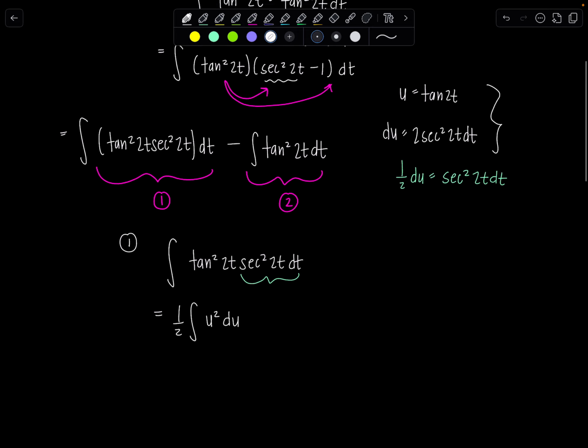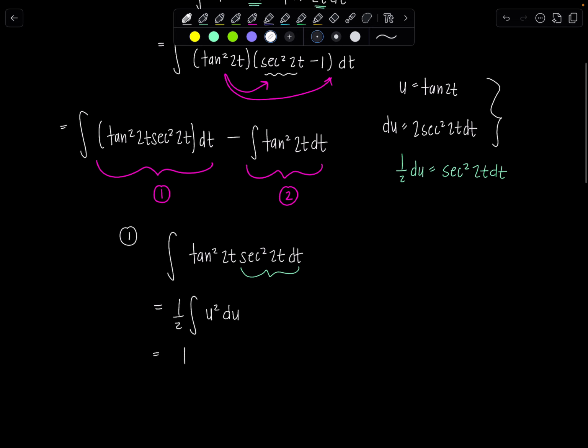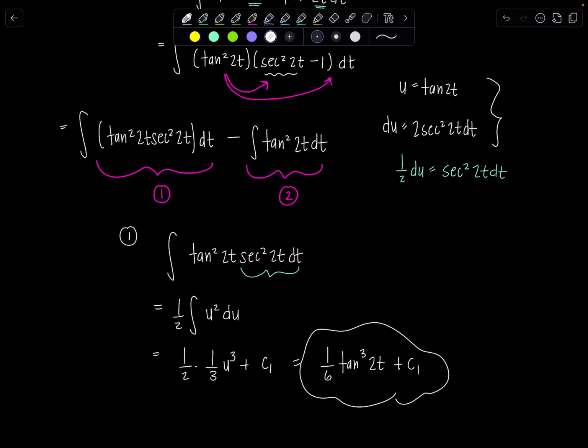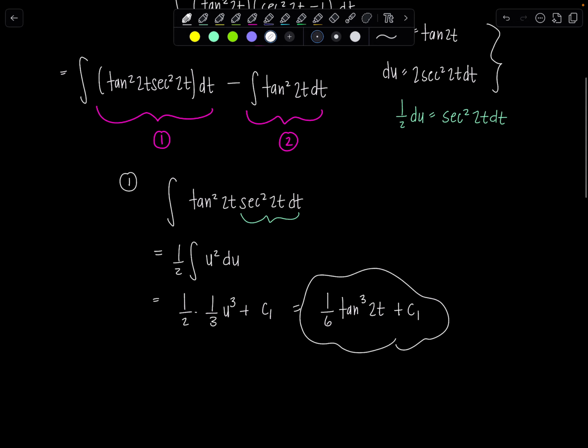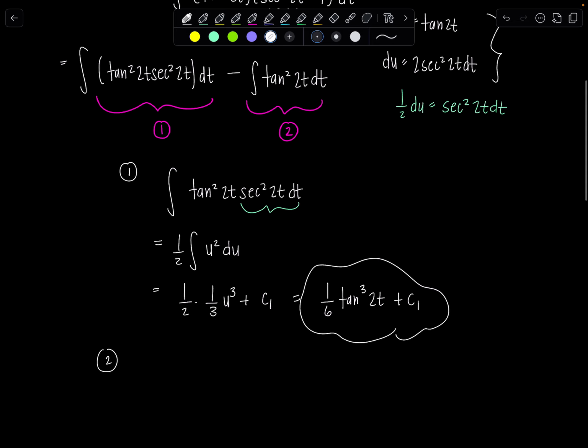Good? Okay, then this is going to become 1/2 times 1/3 u cubed plus c1. So this is 1/6 tangent cubed 2t plus c1. So save that. Now I'm going to move on to integral number 2, which is just tan squared 2t dt.